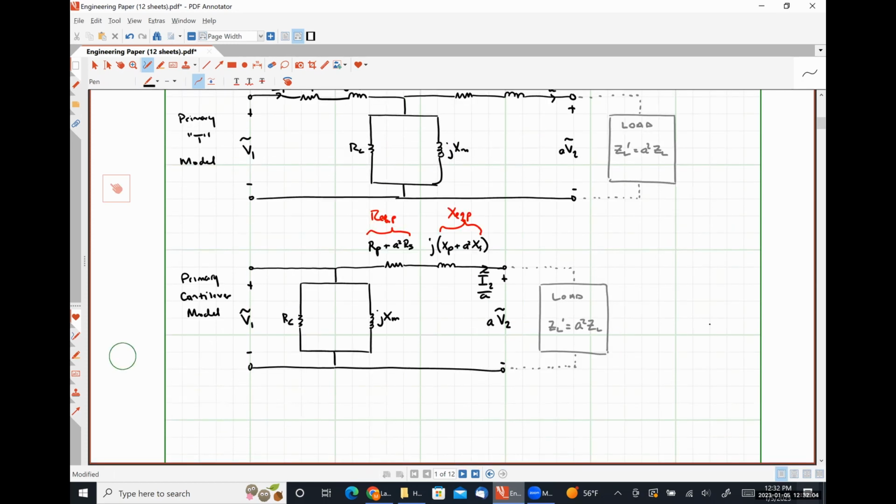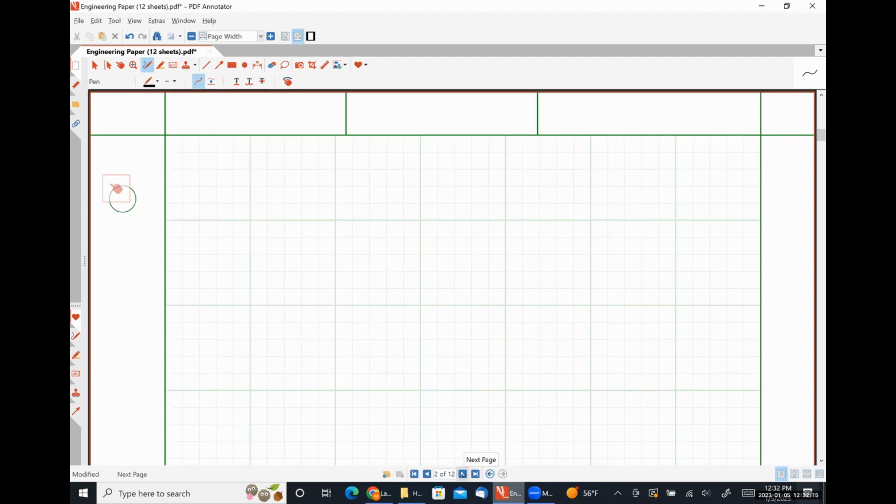So really quickly, I'm just going to go through and draw our equivalent models where everything is referred to the secondary side. Okay. All right, so our secondary referred model is going to be this guy.